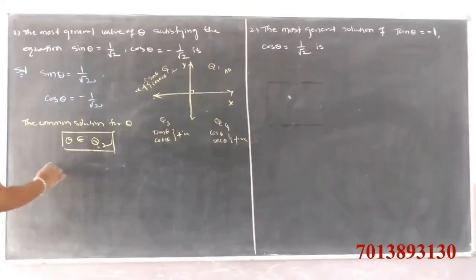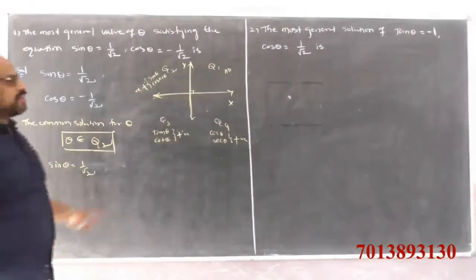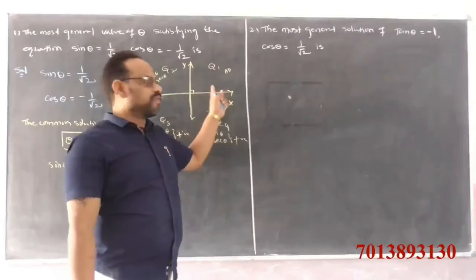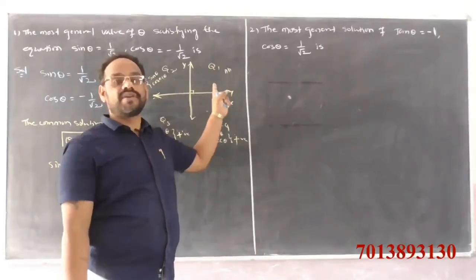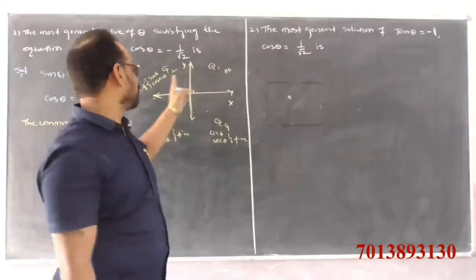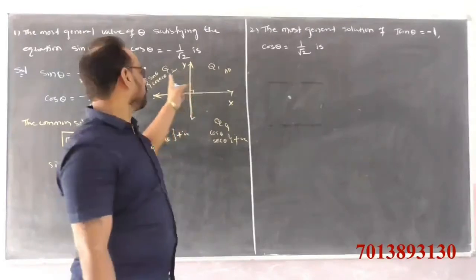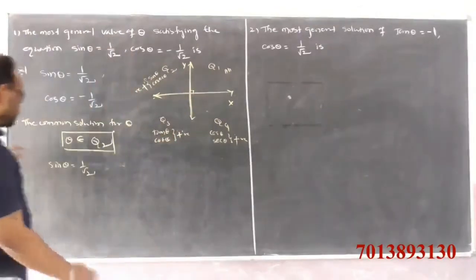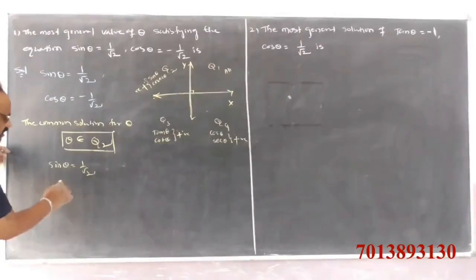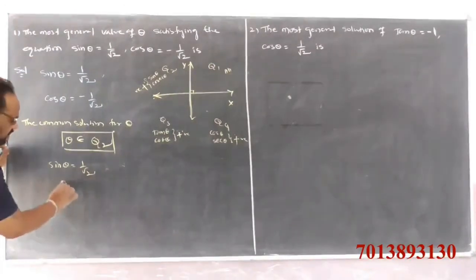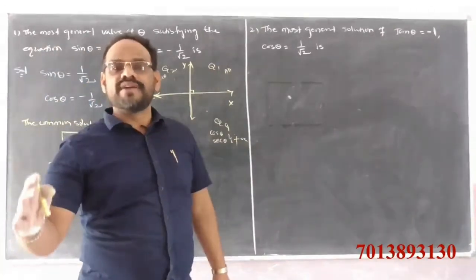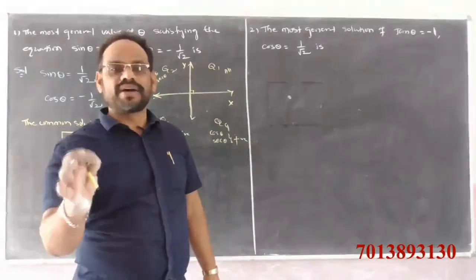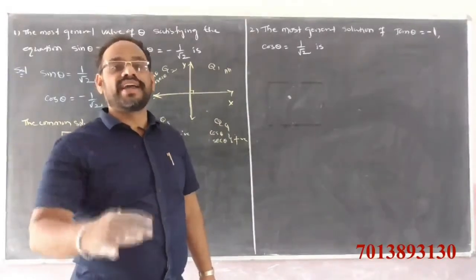Sin theta is equal to 1 by square root of 2. We know that sin pi by 4, that means sin 45, the value is 1 by root 2. But it is in Q1, and we want it in Q2. Sin pi by 4 value is 1 by root 2.